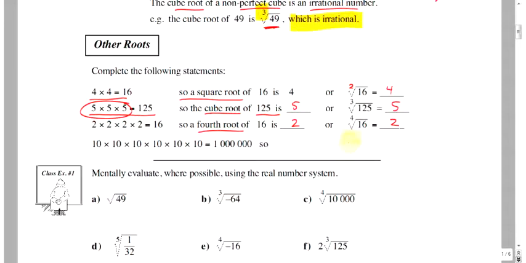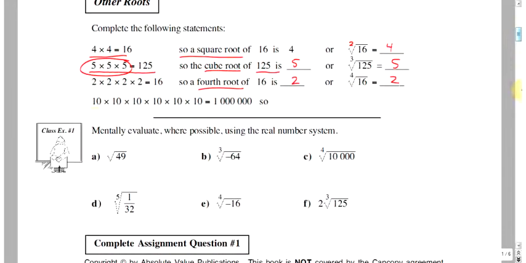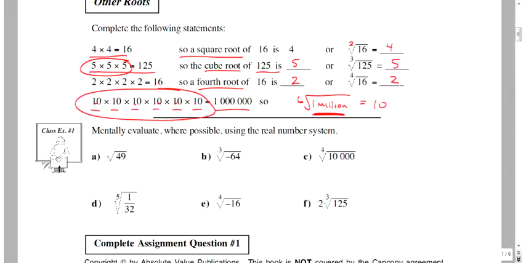And yes, we can do fifth root, and so on. 10 times 10 times 10 times 10 times 10 times 10 is 1,000,000. How many 10s do I have? 1, 2, 3, 4, 5, 6. So the sixth root, let me write it like that, of 1,000,000 is what? Is there a number multiplied by itself 6 times to give us this? Yes, it's 10. Okay?